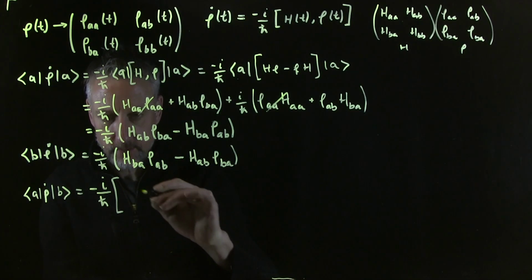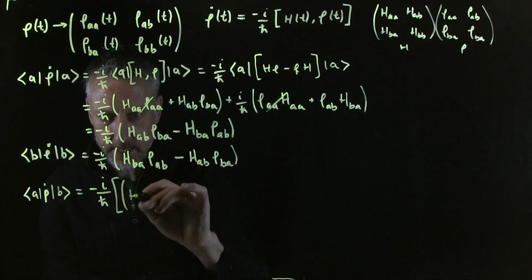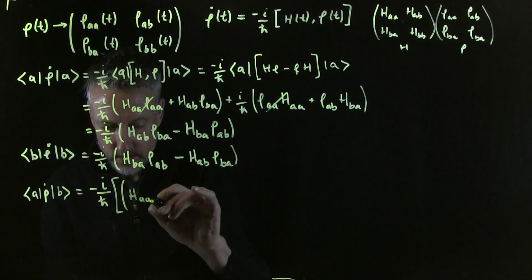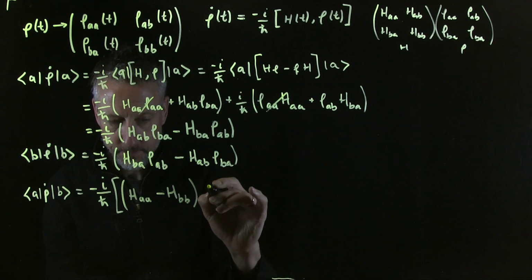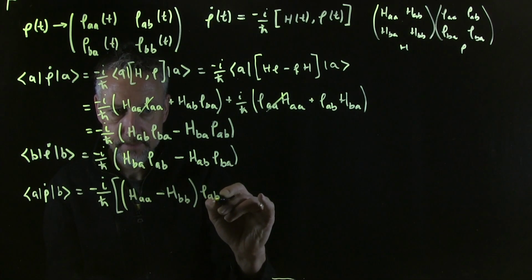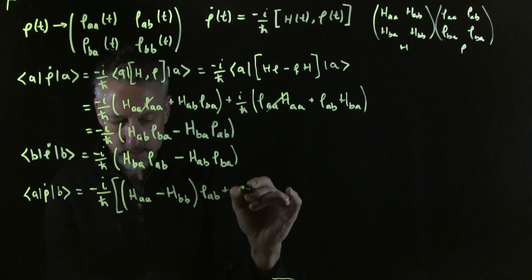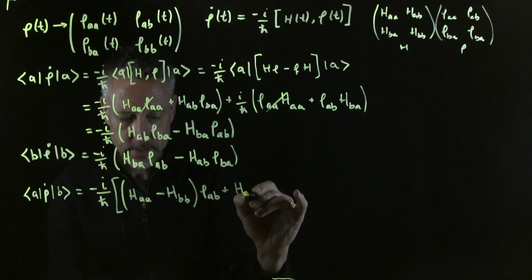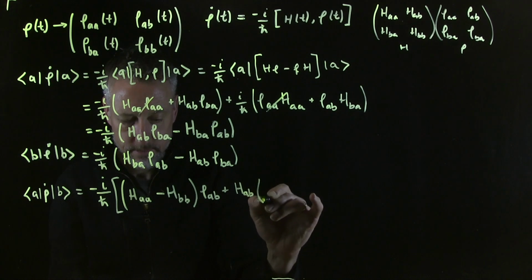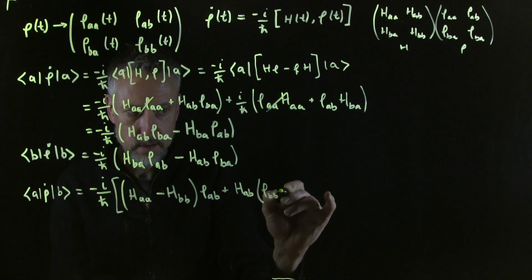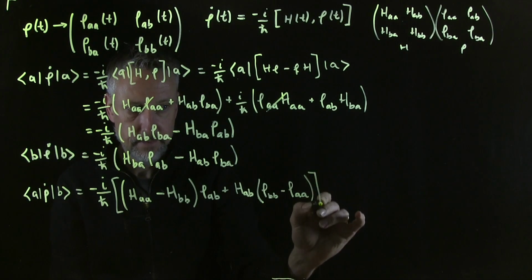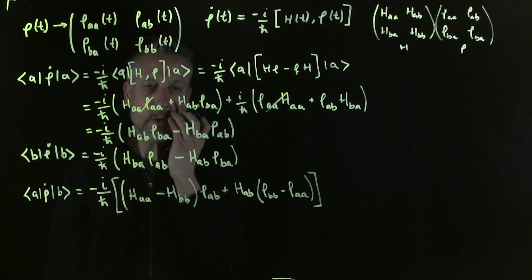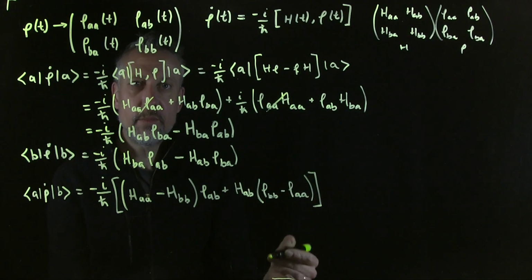minus i over h bar. Then we have HAA minus HBB times rho AB plus HAB times rho BB minus rho AA. This is kind of interesting, right? You can interpret these numbers already.